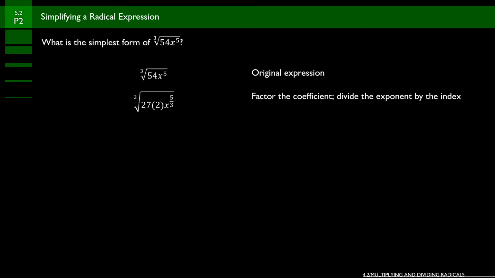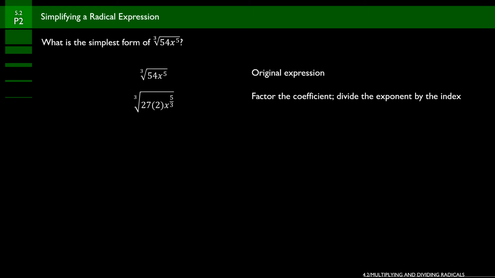So what are the perfect cubes? You've got 2 cubed is 8, 3 cubed is 27. So 27 does go into 54 2 times. So we can take that 54 and change it into 27 times 2. Then we'll take the index, which is 3, and we're going to put that underneath the exponent of the power, which is 5. And what we're really doing here is dividing that 5 by 3.